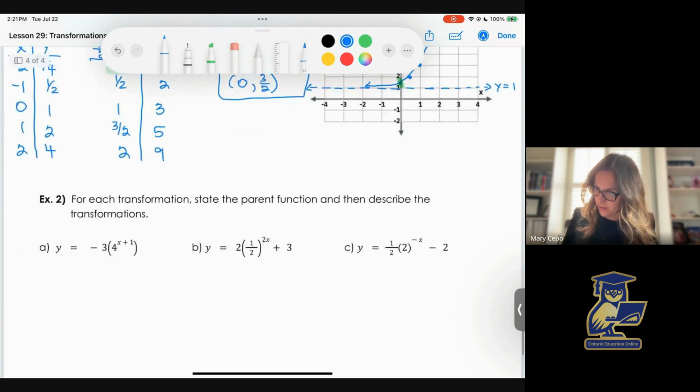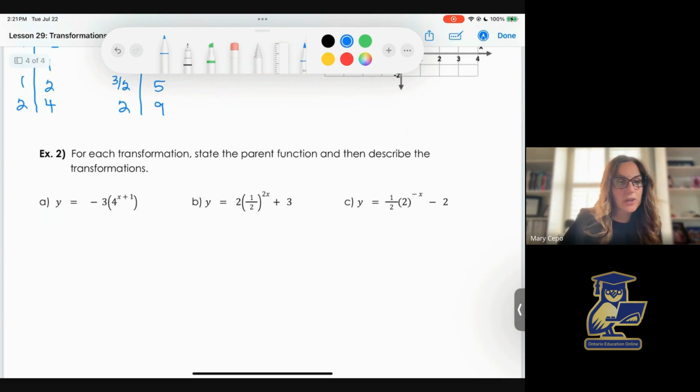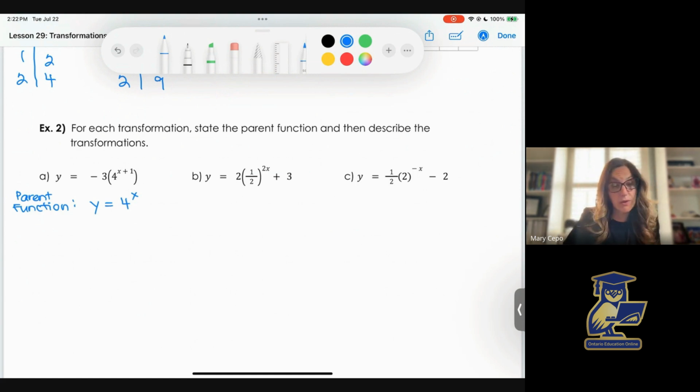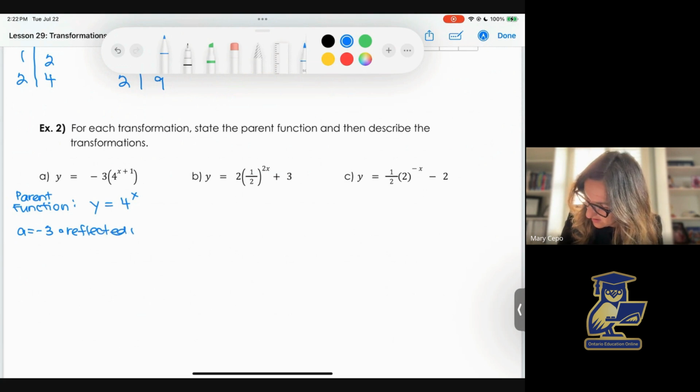Okay, so given the different transformations, for each transformation, state the parent function and then describe the transformation. I can't stress enough how important it is to determine what the parent function is first. So in this case, our parent function is going to be y is equal to 4 to the power of x. Then from there, we identify the a, k, d, and c. In this case, we have a is equal to -3. With that, that means we have a reflection. The negative is always reflected into the x-axis because it's negative.